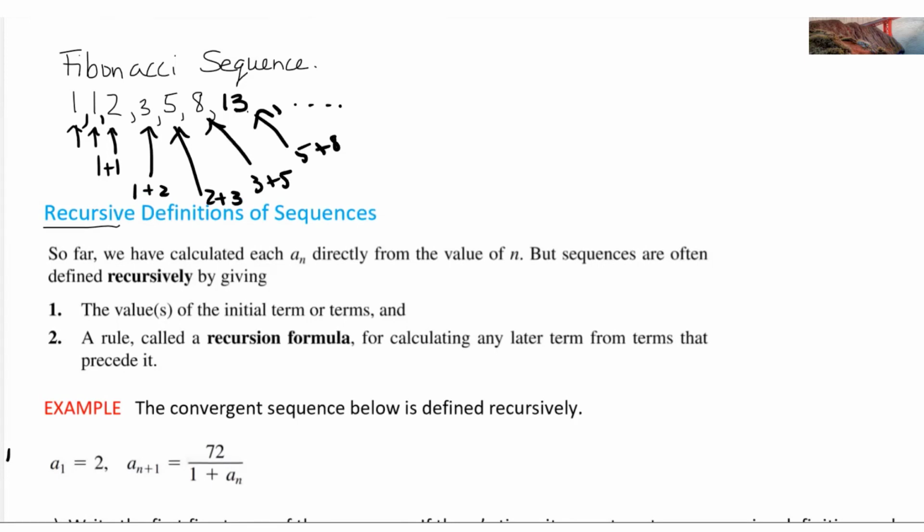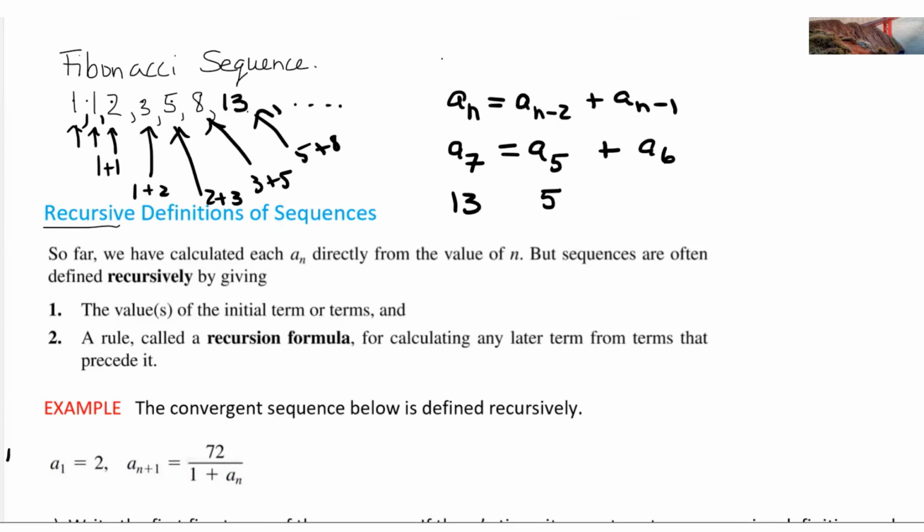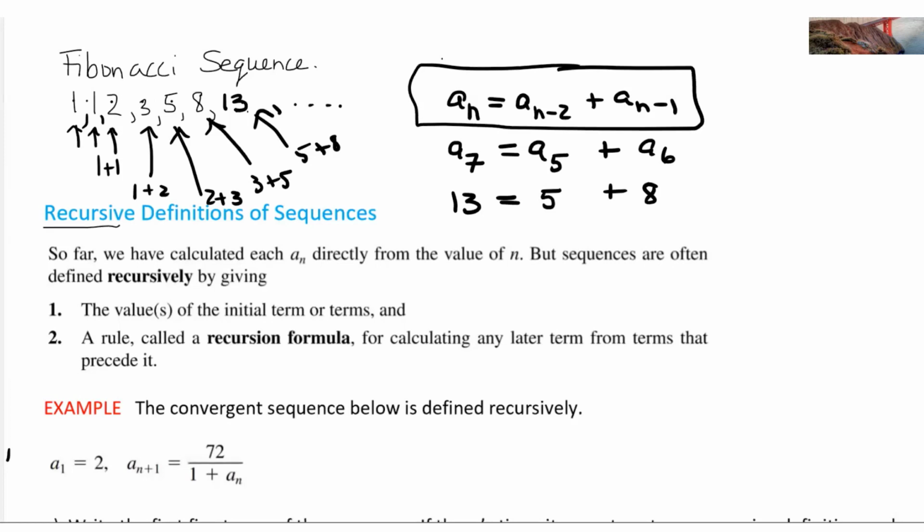So what's happening is this sequence is defined so that each term comes from previous terms. So a sub n, the nth term, is the sum of a sub n minus 2 plus a sub n minus 1. For example, the 7th term, a sub 7, which is 13, is the 5th term, which was 5, plus the 6th term, which was 8. So we are defining each term in the sequence based on previous terms. That's what we mean by a recursive formula or a recursion formula.